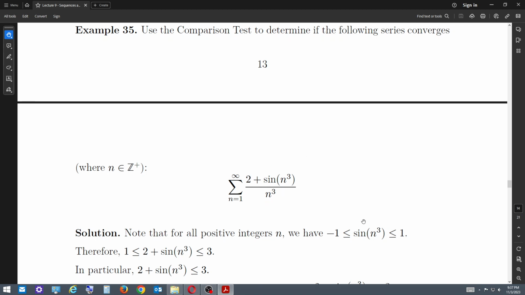Alright, now before I even try to figure out what's happening here, whenever you see sine of something like this in a series like this, use the fact that minus 1 is less than or equal to this, regardless of what this value is. This sine of n cubed lies between minus 1 and 1. So if I add 2 to the entire inequality, 2 minus 1 is 1, 2 plus 1 is 3. So the numerator here lies between 1 and 3.